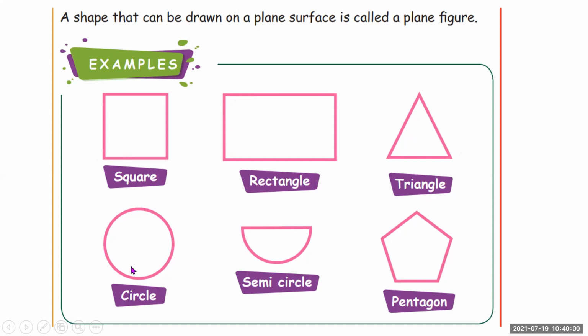Okay, now look at the circle. Does it have any sides like square or rectangle or triangle? No, there is no side for a circle. It's a point moving along. So circle doesn't have a side or vertex. Similarly, semicircle. When you go to pentagon, pentagon has 5 sides. 1, 2, 3, 4, 5 sides. How many vertices? Yes, 1, 2, 3, 4, 5. 5 vertices.